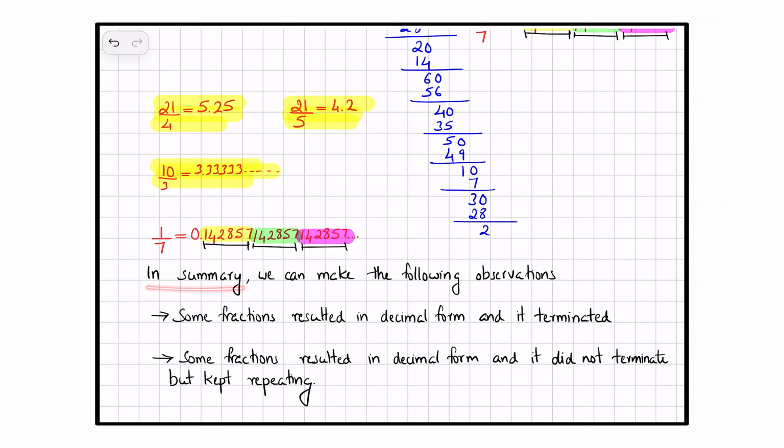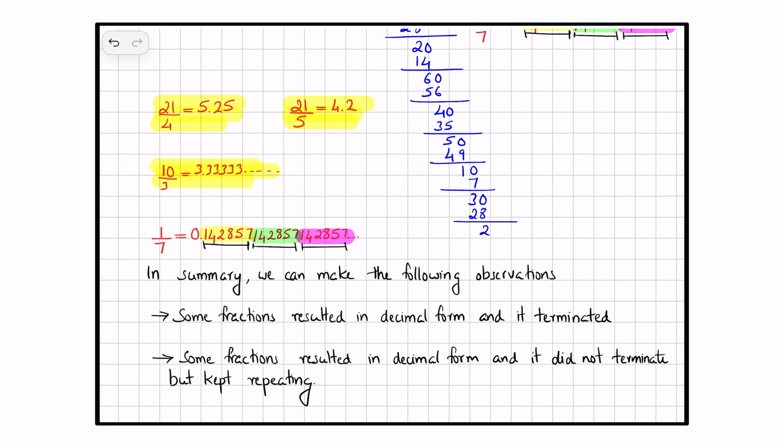In summary, we can make the following observations. Number 1, some fractions like 21 by 4 and 21 by 5 resulted in a decimal form which is terminated. That means it is exactly 5.25. There is no ambiguity or confusion whether it is 5.25 or something beyond. Similarly, 4.2 is absolute and complete. It resulted in a decimal form and it terminated, meaning the decimal form is complete.